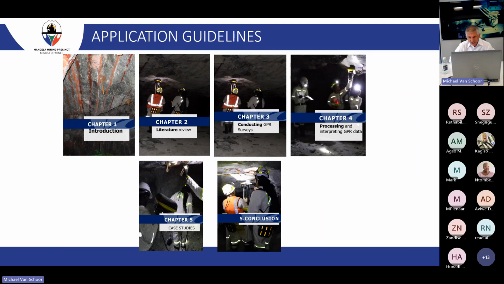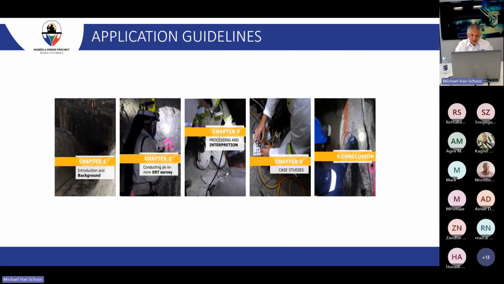So while these application guidelines are not very detailed, it's not like a textbook with a lot of technical detail in it, inexperienced users can take these guidelines and actually follow them step by step, and it will help them to plan and execute their own GPR surveys if they have a system on the mine. For the ERT, something very similar. Basically, it's just a separate guideline covering the same or similar topics.